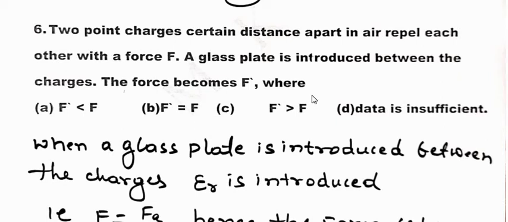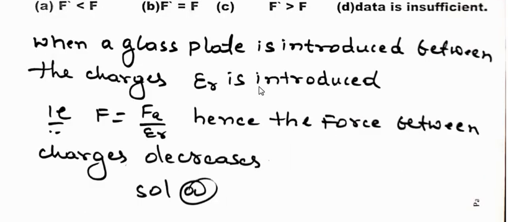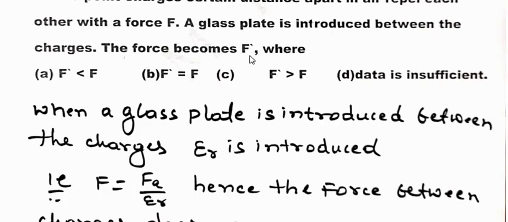Two point charges certain distance apart in air repel each other with a force F. A glass plate is introduced between the charges. The force becomes F dash where. So naturally, see, the given answers are F dash will be less than F, F dash will be equal to F, F dash will be greater than F, or data is insufficient to decide.